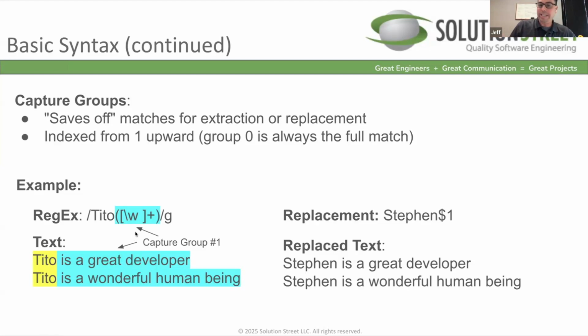If I then want to replace it, my replacement string is Stephen $1. This is called the back reference. It references the first capture group. There's only one real capture group here. So when I replace this entire string with this string, it takes Stephen and adds the capture group data: is a great developer, is a wonderful human being. Okay, that's just an example of capture groups, how you might use them.